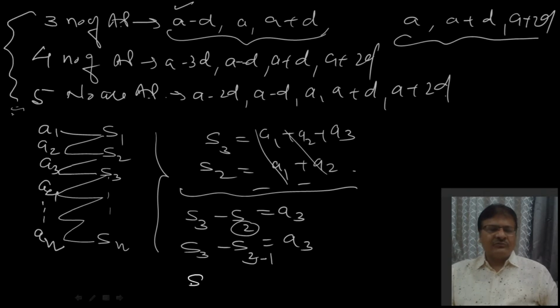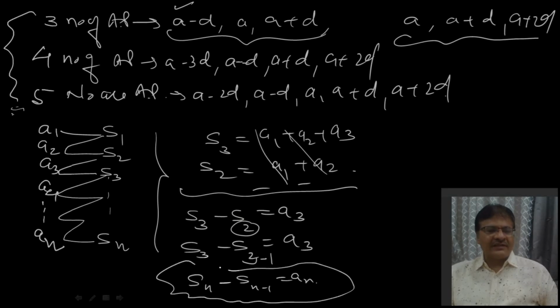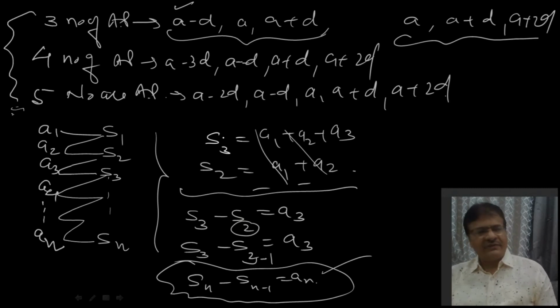So can I make a formula? Sn minus Sn minus 1 equal to an. It means the sum of n terms minus the sum of n minus 1 terms is equal to the nth term. So sometimes we need this formula, we can apply this formula.